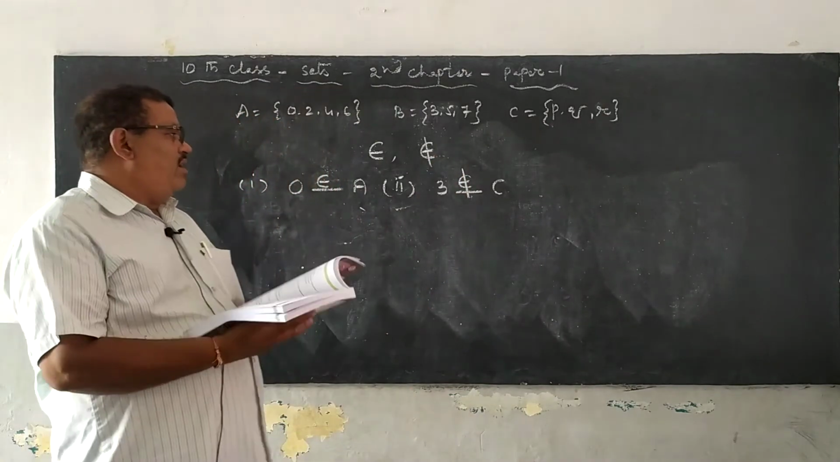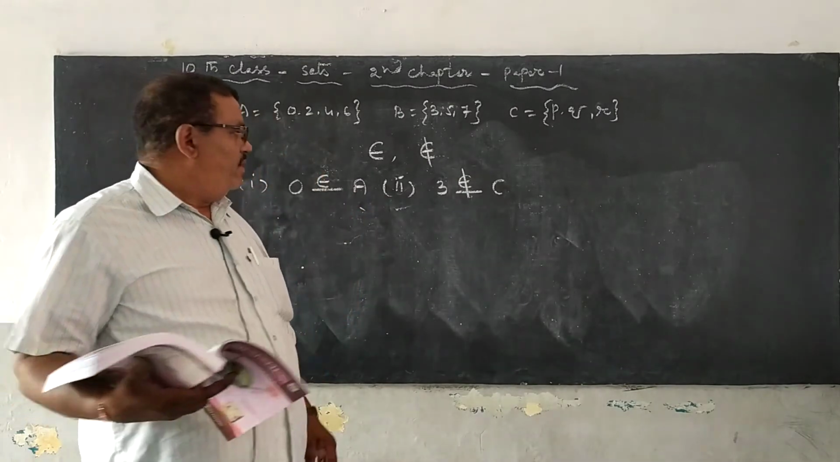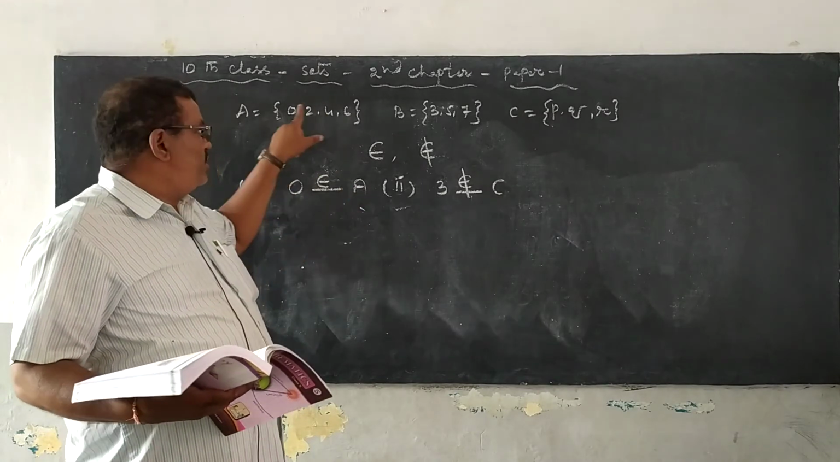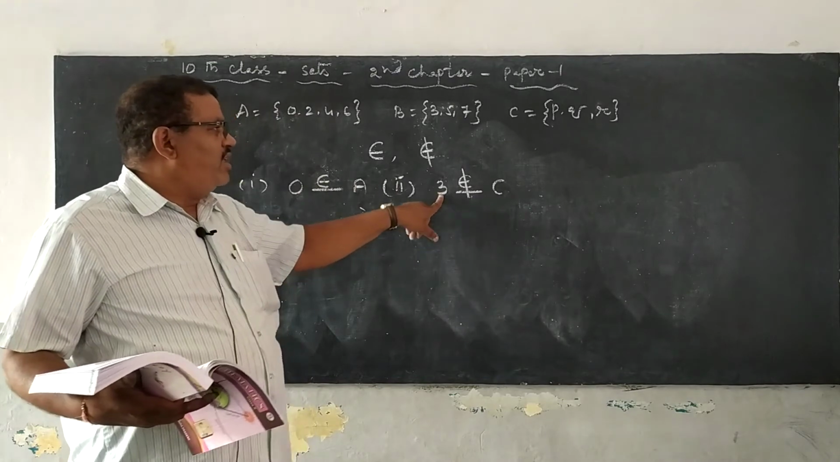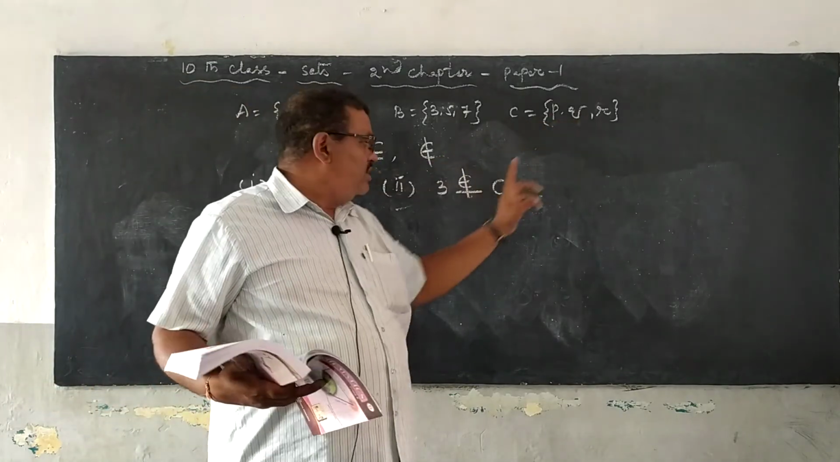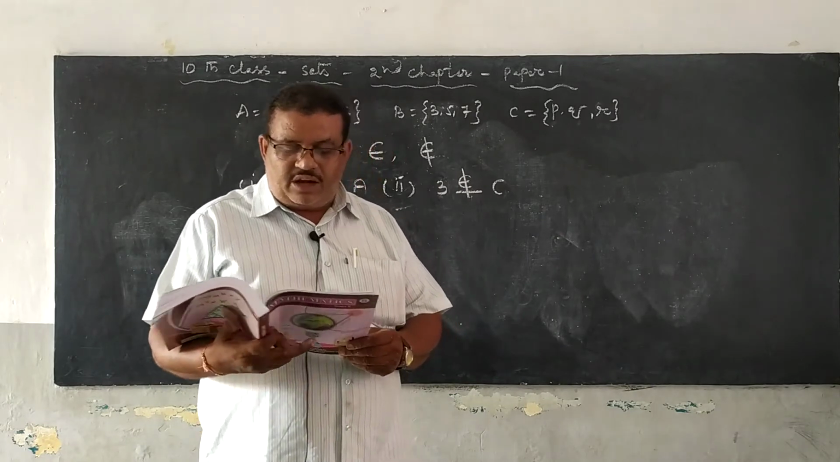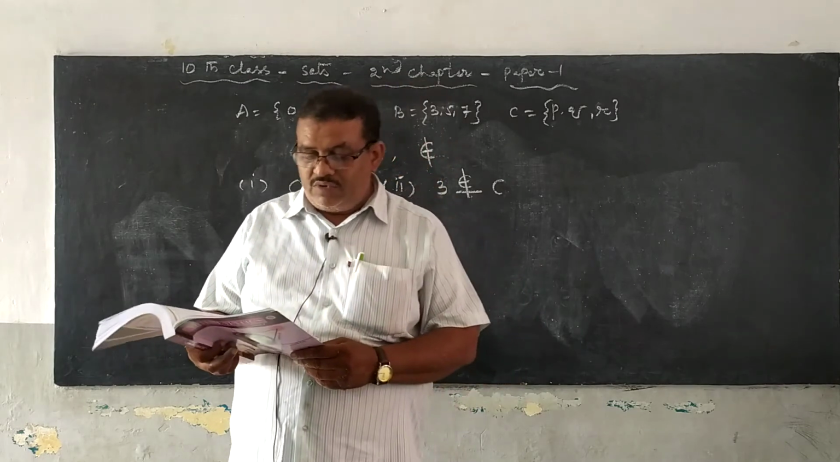In the same manner, you have to fill in the second Roman problems. 0 is a member of set A, so 0 belongs to A. Here 3 is not an element of set C, so 3 does not belong to C. Like that, the remaining 4 problems you have to complete and write in the classwork.